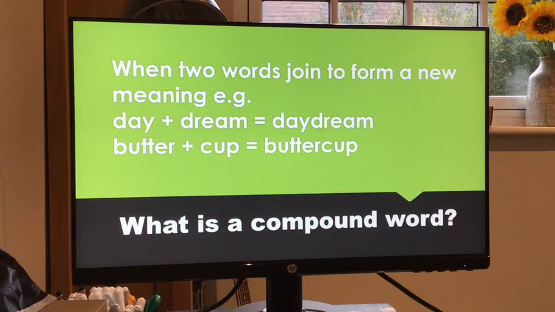This is something you might do during one of my maths lessons when you go off into a fantasy land, or it might be just something when you're feeling a little bit bored, nothing to do, and you just look out the window. And the second example, we've got butter, we cook with it, spread it on our bread, and cup that we drink out of. These two words join together to form the compound word buttercup, which is a flower.